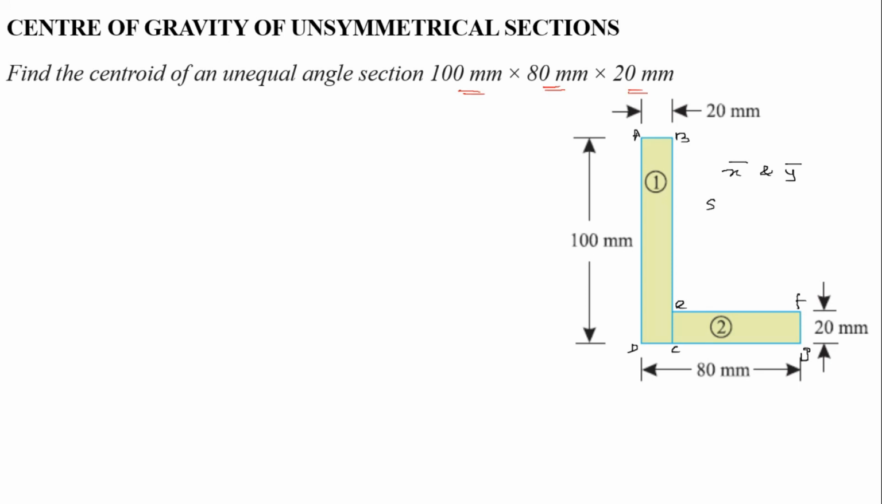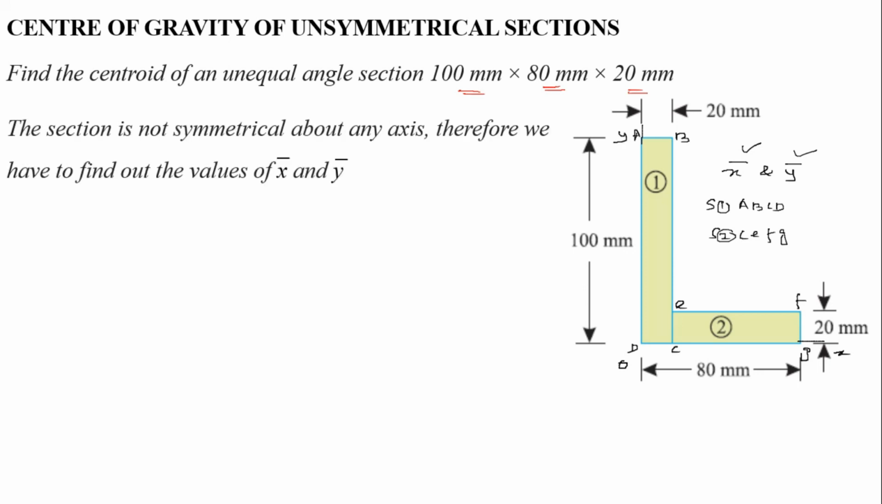The section 1, which is A, B, C, D, and section 2, C, E, F, G, right? So we have to calculate x bar and y bar. So draw the axes. So this is O and this is OX and this is OY, right? So we have to calculate x bar and y bar. So now take section 1.